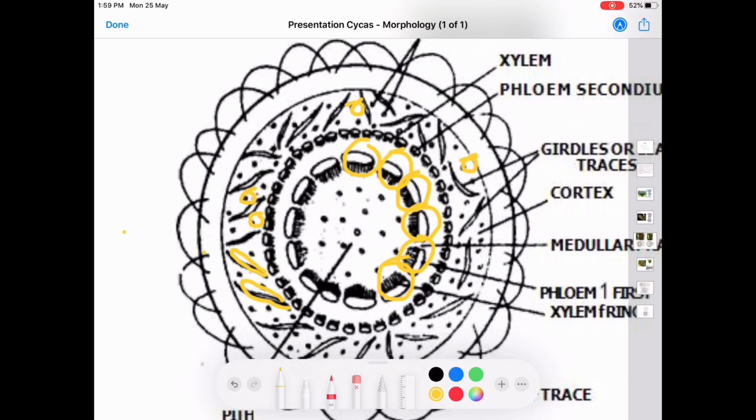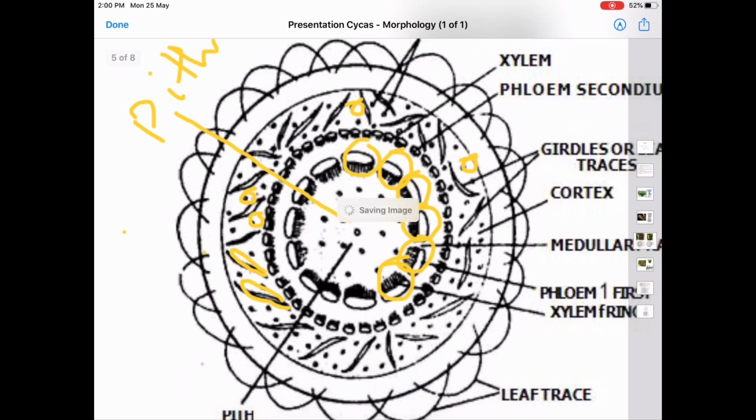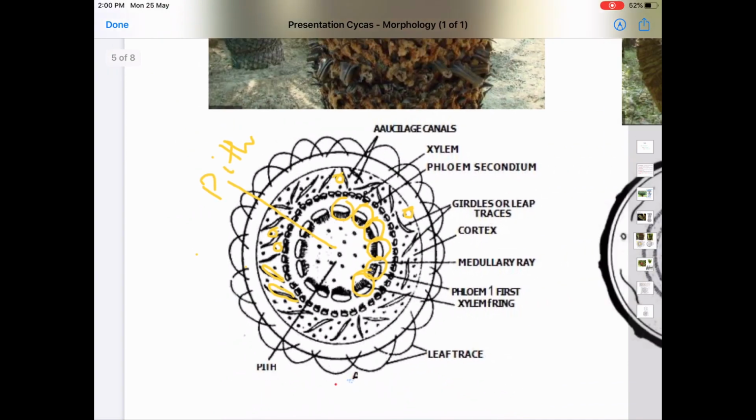But in the case of xylem, the xylem consists of tracheids and xylem parenchyma. Vessels are totally absent. Likewise, in the case of phloem, it consists of sieve tube and phloem parenchyma. Companion cells are totally absent. The central region is occupied by the pith. It consists of parenchymatous cells, and these parenchymatous cells will be rich in starch content. This is all about the structure of a normal stem.